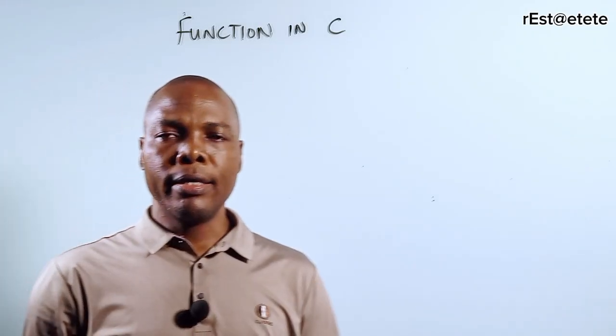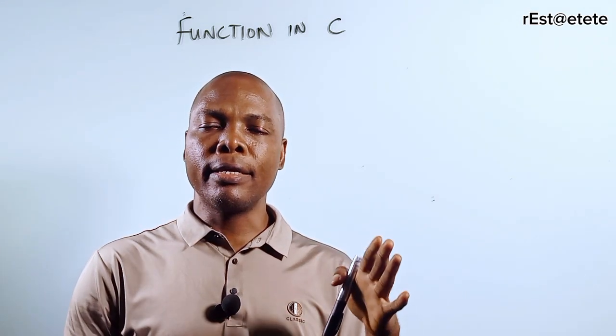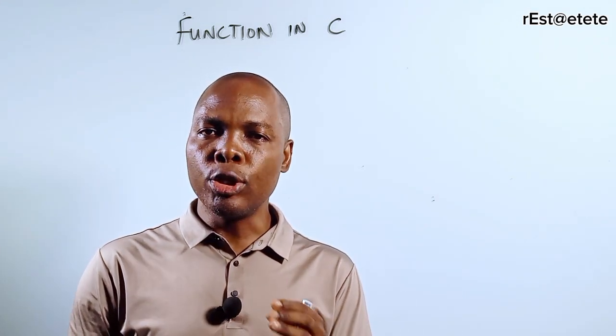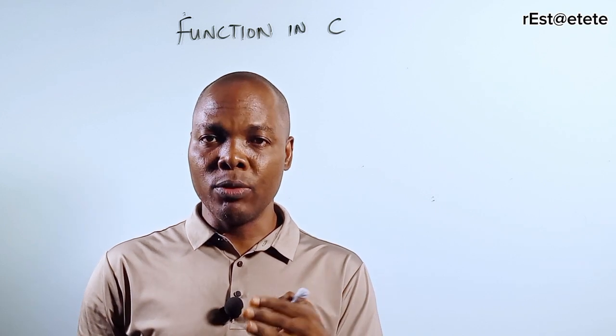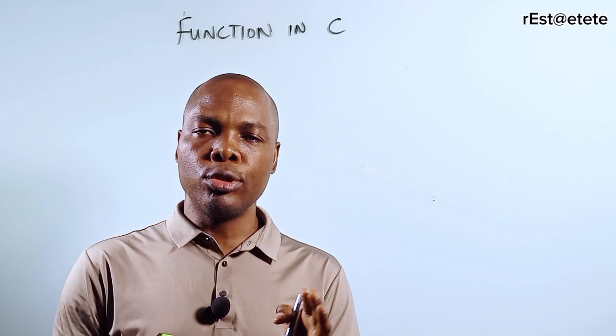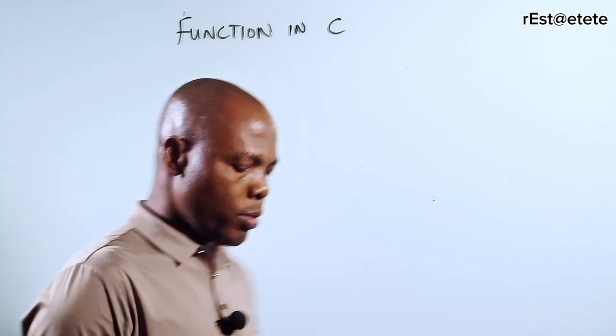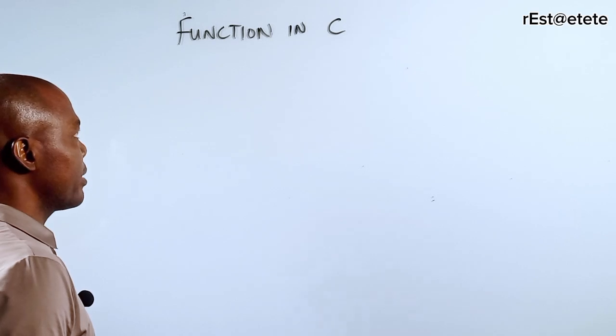In the last class, I gave you an introduction to function, and I went into showing you the trinity of a human being, which is what? The mind, the heart, and the brain. In this class, I'm just going to show you these various parts in a function. So without wasting much of your time, let's get started.